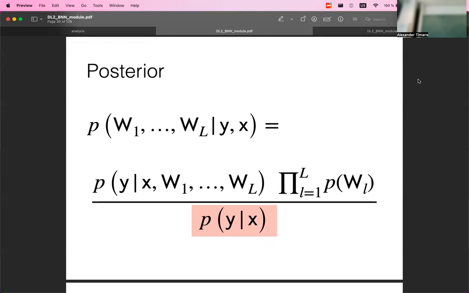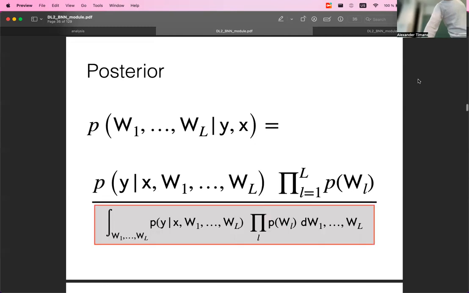And then you have the evidence. The evidence is the problem because it is essentially what you have on top, but integrated over the whole support of the weights. Even if you say your weights come from a Gaussian 0, 1, a standard normal, the weights still have support on the whole real line. So this integral would be integrating over the space of real numbers. It's impossible to compute this integral.